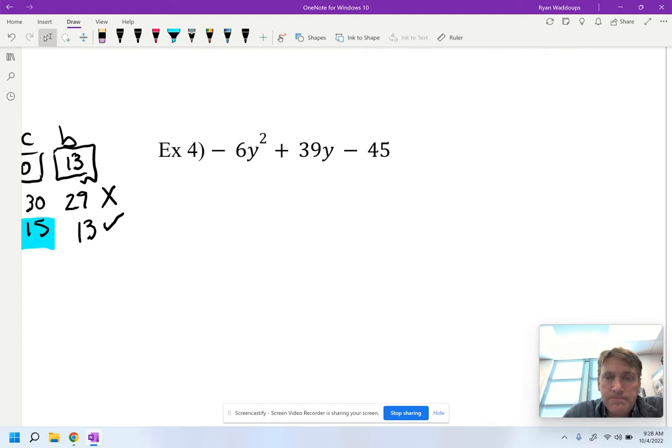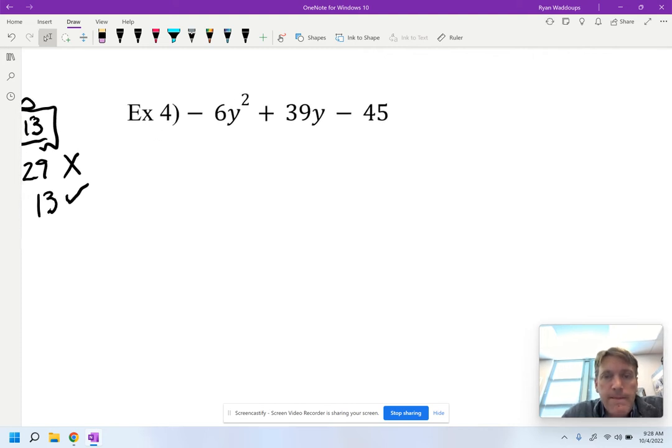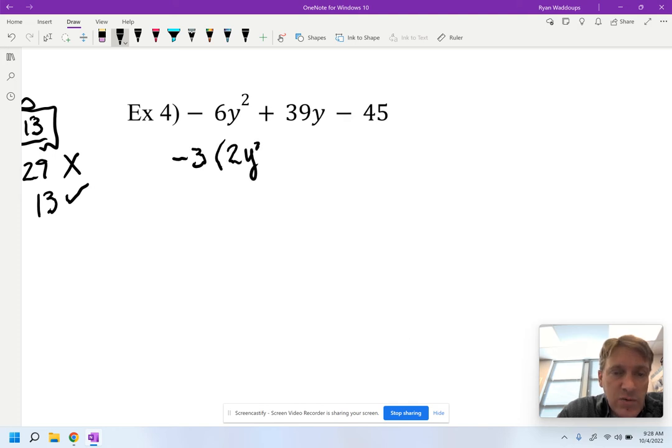For number 4, once again, I see that they all have 3 in common. So I factor out, this time, a negative 3. So negative 3, same as the last problem, actually. Negative 3 times 2y squared minus 13y plus 15.